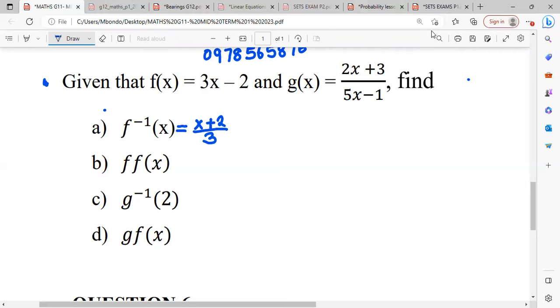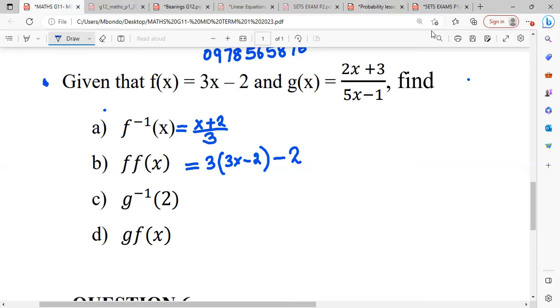Then the second one is a composite function, where f has to go into f. So I'm going to say we have 3 and the x. Where there is an x here, we have to put the same function again, which is 3x minus 2. Then I close. After closing, we still have the other 2 there, so I'll bring that 2 here.